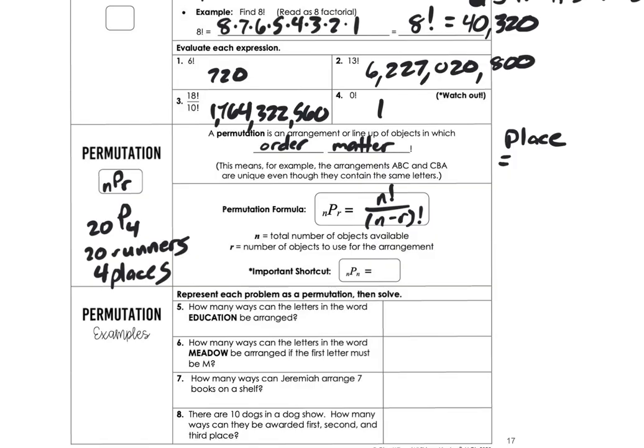Okay? If I did 8P8, or anything where these two numbers are the same thing, that means I am placing all 8 items. And so that's the same thing as 8 factorial. So if I did nPn, that means I'm going to place all n items, whatever that number is, okay? And so then we would do 8 times 7 times 6 times 5 all the way down.